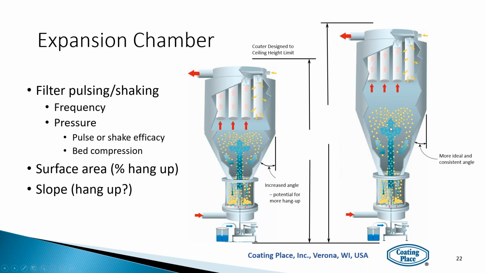If you go to a bigger coater and it's only a 5% hang up, obviously you get a different performance based on those two. And the other thing is the slope on the expansion chamber. We strive to maintain the same relatively steep slope to the chamber wall on all of our units. And when that does get to be a more flat surface, you can end up with more particles hanging up in there, and that can skew results from one scale to another.